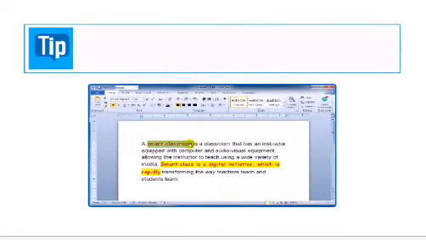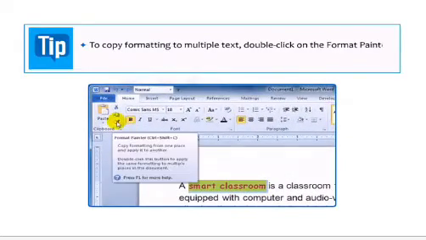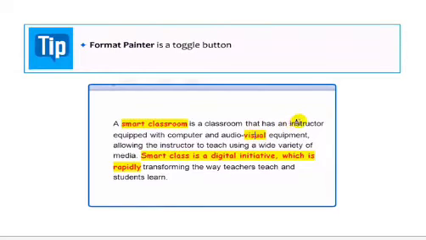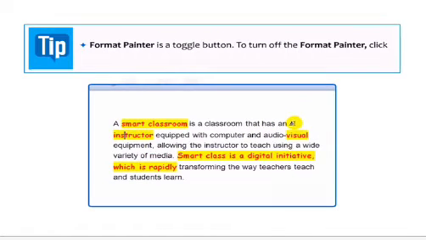Let me give you some tips. To copy formatting to multiple text, double-click on the Format Painter button and apply the effects. Format Painter is a toggle button. To turn off the Format Painter, click on the button again.